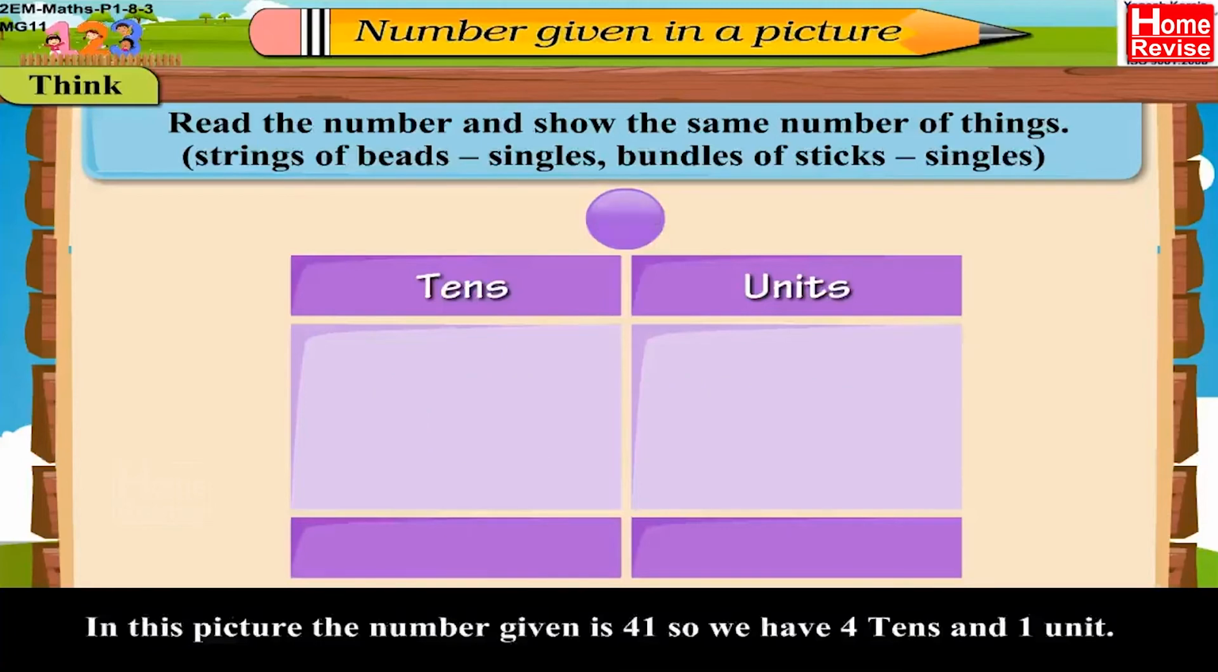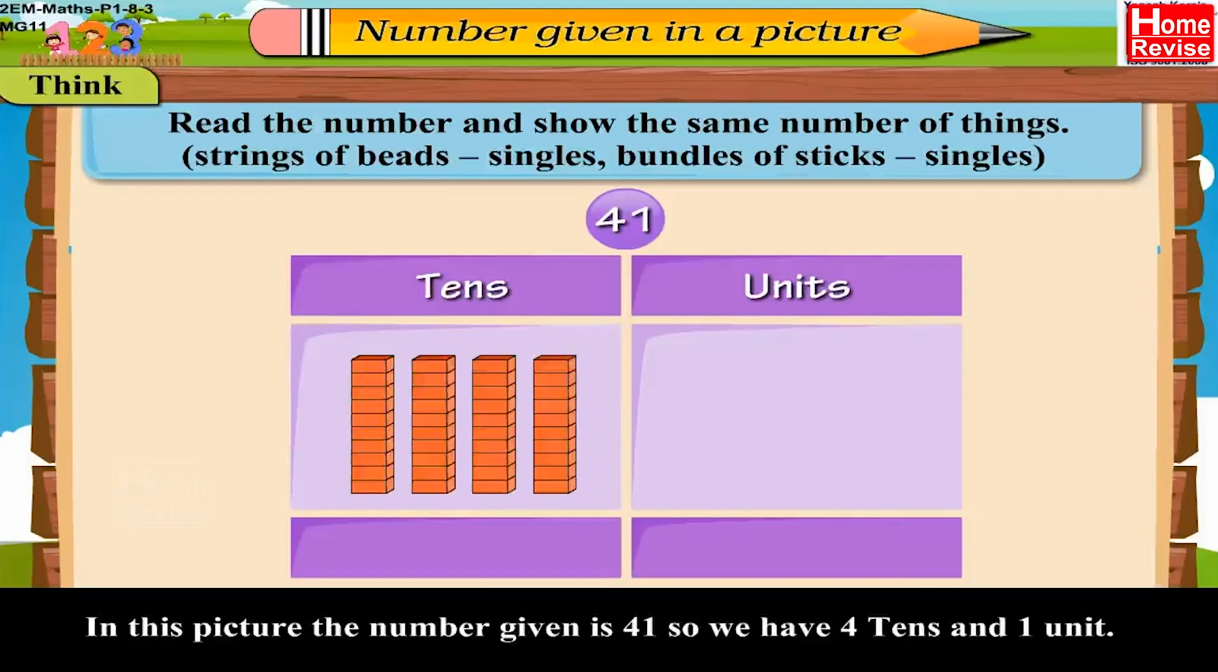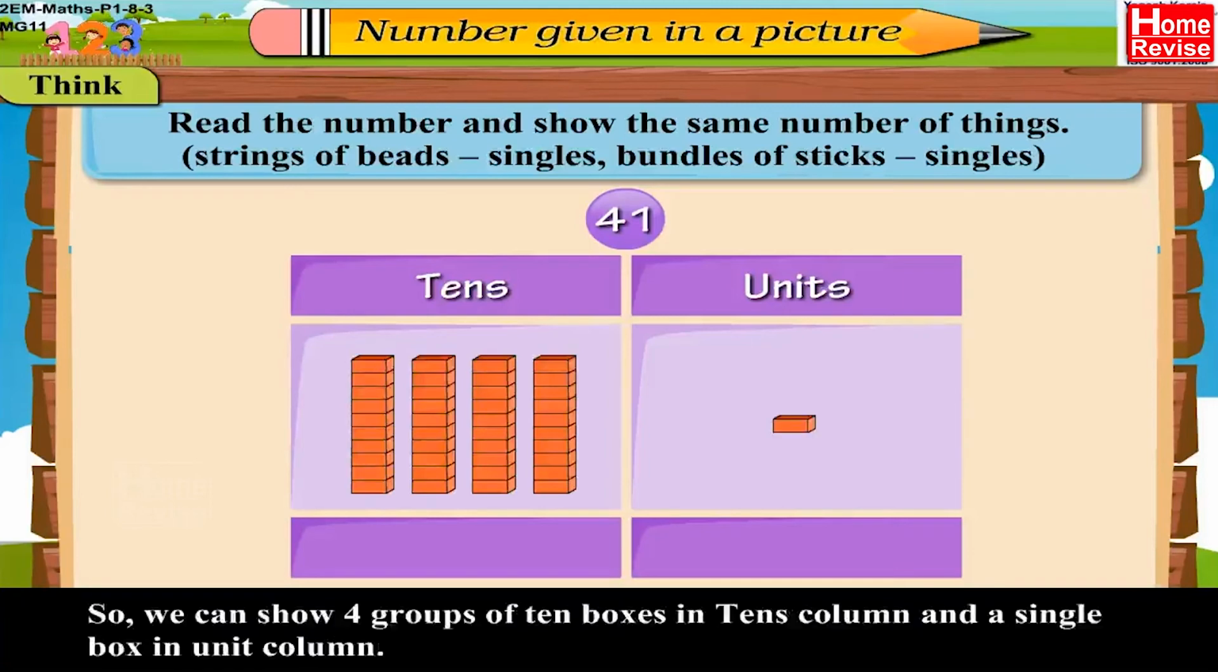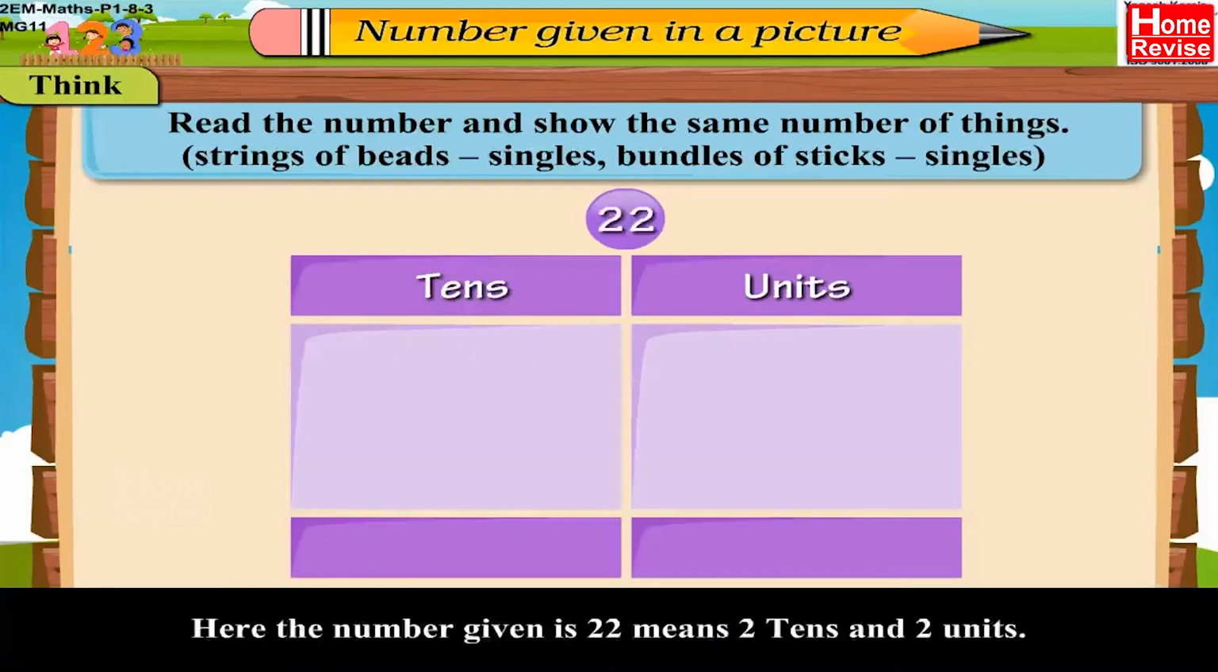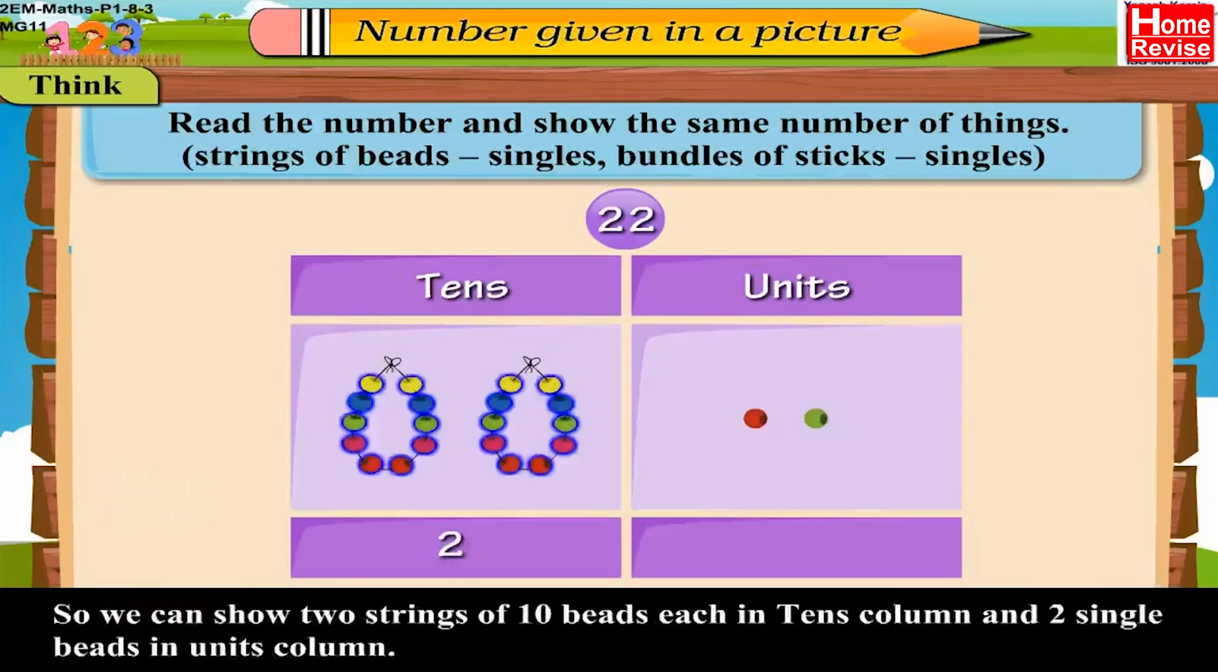In this picture, the number given is 41, so we have 4 tens and 1 unit. So we can show 4 groups of 10 boxes in the tens column and a single box in the units column. Here the number given is 22, means 2 tens and 2 units. So we can show 2 strings of 10 beads each in the tens column and 2 single beads in the units column.